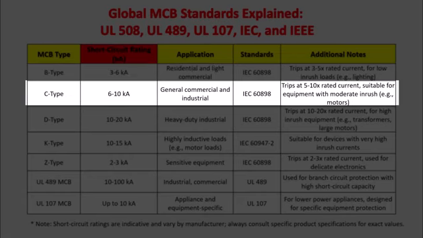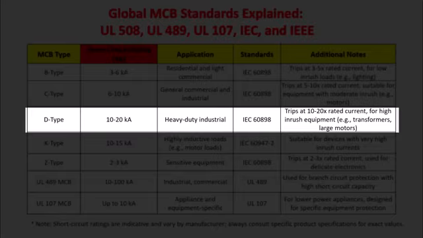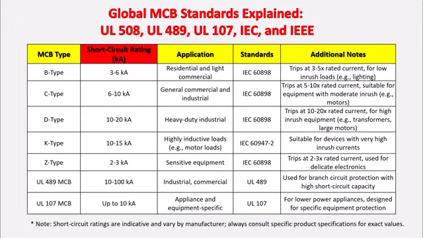Next, C-type MCBs handle 6 to 10 kiloamps and trip at 5 to 10 times the rated current, perfect for motors and general industrial use. D-type MCBs, the heavy hitters, manage 10 to 20 kiloamps, suitable for high inrush equipment like large motors and transformers. Meanwhile, Z-type MCBs with 2 to 3 kiloamp ratings are highly sensitive for delicate electronics.